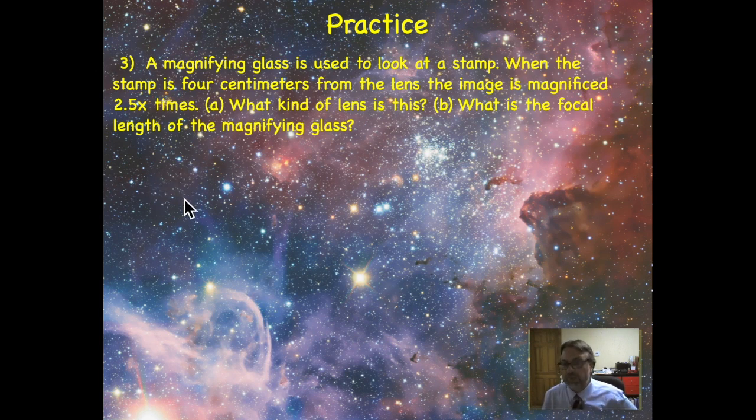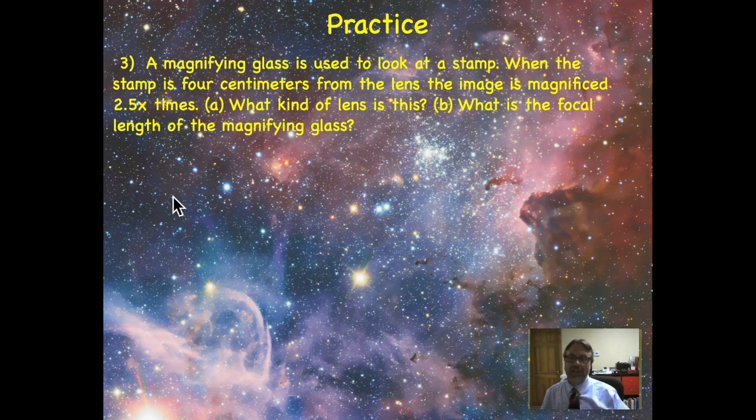Okay, this last problem is a little bit tricky. A magnifying glass is used to look at a stamp. When the stamp is 4 centimeters from the lens, the image is magnified 2.5 times. What kind of lens is this, and what's the focal length of the magnifying glass?